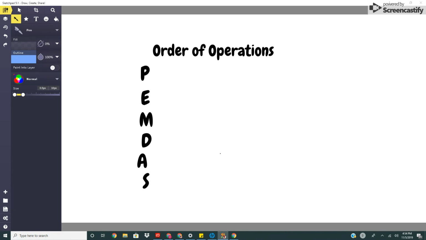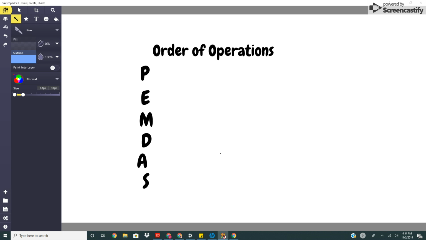Now, when you think of order of operations, you want to think of a set of rules that you have to follow in order to get the desired result. Most of you know that PEMDAS is an order of operations method. There are a few more methods, but today I'm only going to be teaching PEMDAS.